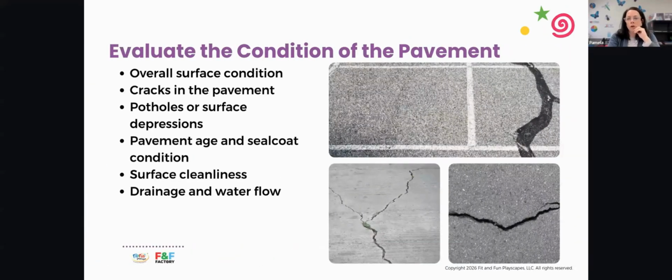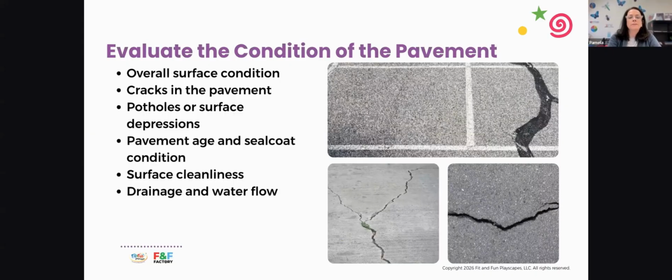Real quick, when you're looking at your pavement and you're trying to decide if this is a good place to paint, you want to look at the overall surface condition of the pavement. Are there cracks? Are there potholes? Are there just surface depressions? Is the pavement wet all the time? Is drainage and water flow just not good? It just sits there for days. What is the age of the pavement? And is there a seal coat on top? And even, is there gum all over it and grease because it's also the parking lot for weekend classes or something like that? So you want to think about the condition of the pavement.